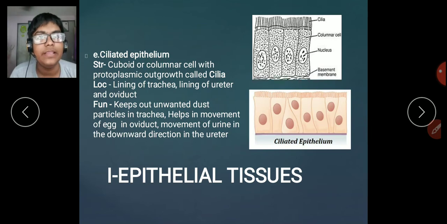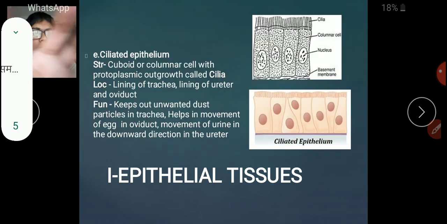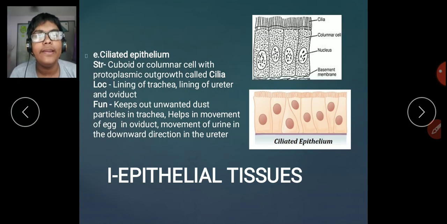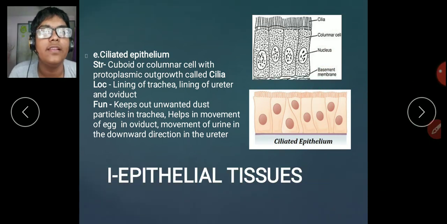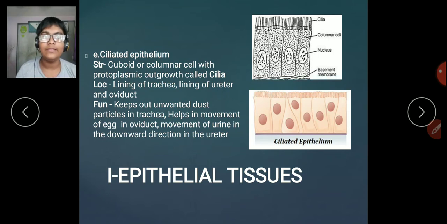Ciliated epithelium. Ciliated epithelium is also a little bit special. Let's see why. The cuboidal or columnar cells, you can see these are columnar cells, tall cells having the nucleus at the base. I hope you can see those cells. They have protoplasmic outgrowths. The protoplasm means the cell content.